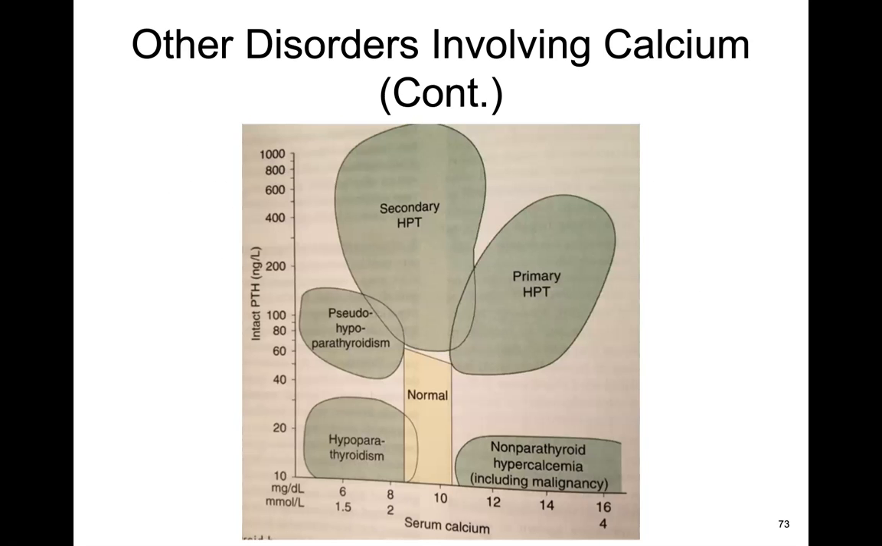This is kind of a cool chart I grabbed from one of my books, but you can see here that this is the normal range of serum calcium, 8.5 to 10. And in secondary hyperparathyroidism, you'll notice that it mirrors the normal line. Usually if we were to measure iPTH in these patients, their calcium level would be normal to low.